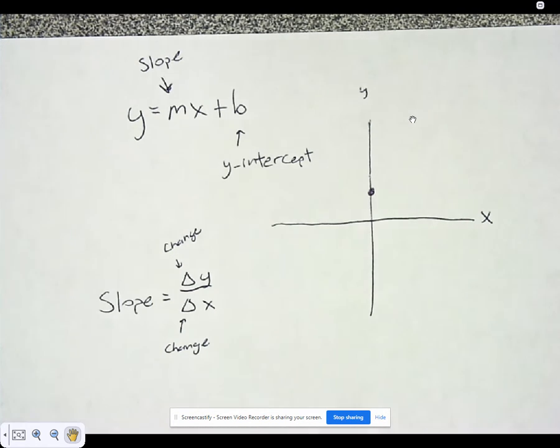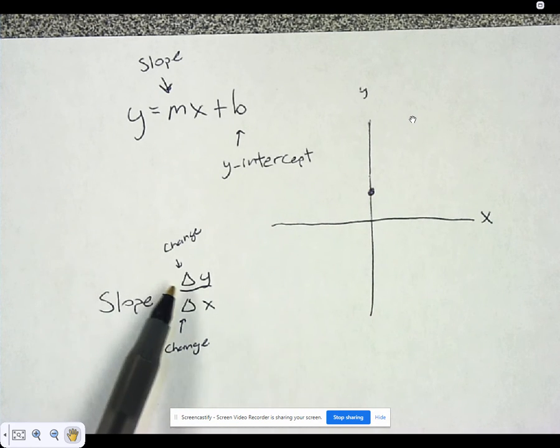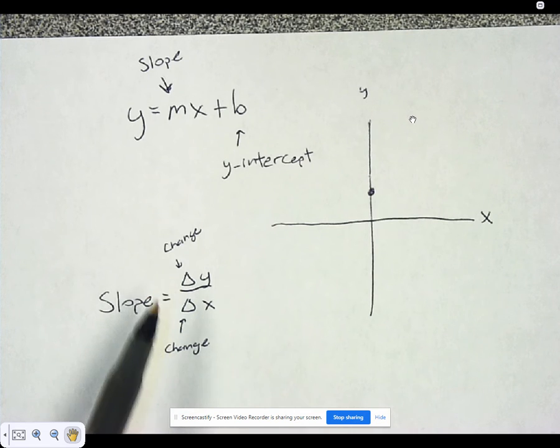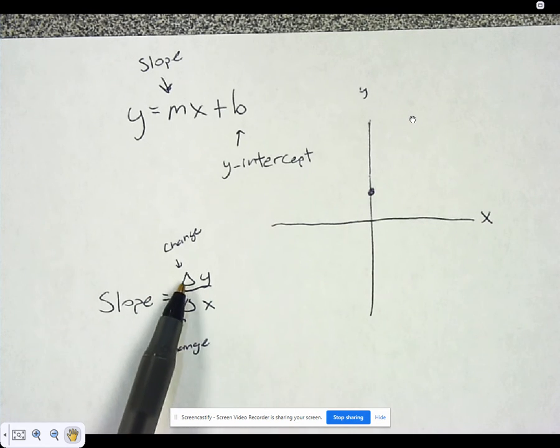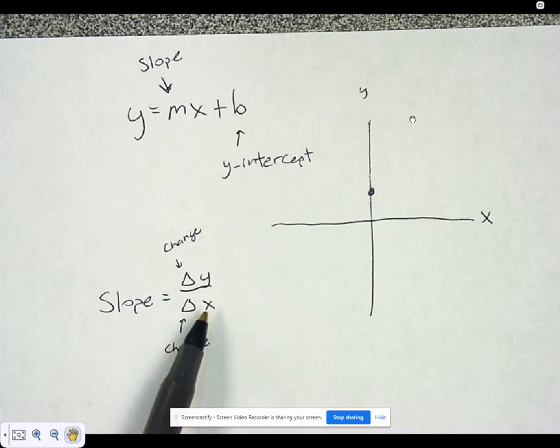Slope is all about change, and that's why it comes up in middle school all the way up through calculus. Slope is really important. Things are always changing. I've got it written here, and you may have never seen it written this way before, but the slope is asking us, how did the y change compared to how the x changed? These triangles we call delta y, delta x. That's the change in y compared to the change in x.